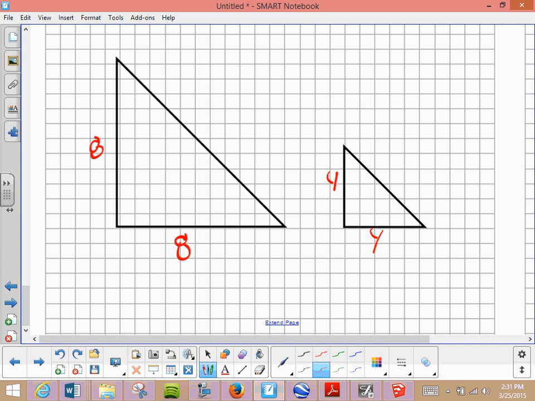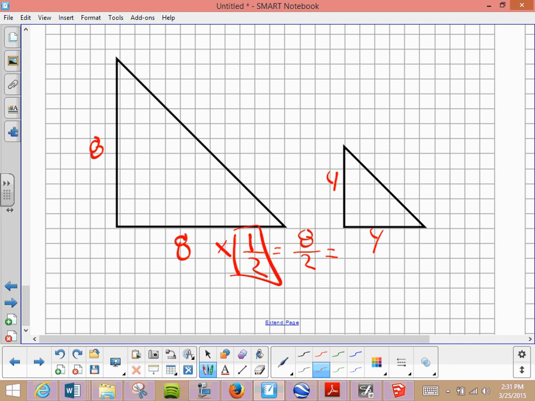0.5. Turn it into a fraction. By half, right? If you multiply by half, I wanted you to turn it into a fraction because it makes better sense. What is 8 times 1 half? 8 divided by 2? 4. Listen to what I'm saying. So your scale factor is half.